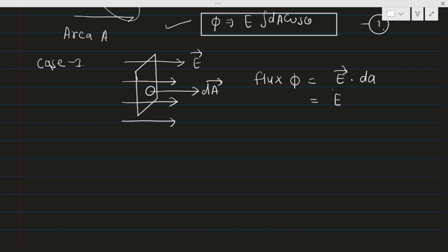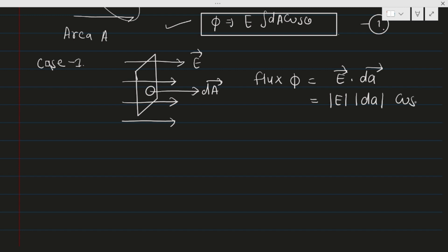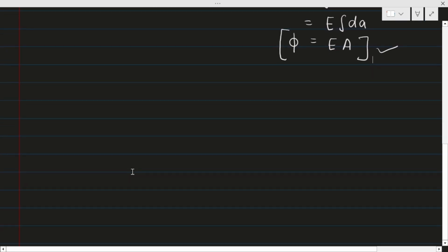That is mod of E, mod of dA, cos theta. But theta in this case is 0, since the electric field and area vector are in the same direction. So cos 0 is 1, and electric field comes outside because it's uniform everywhere on the surface, and the integral of dA is A. So flux phi for case one is EA.